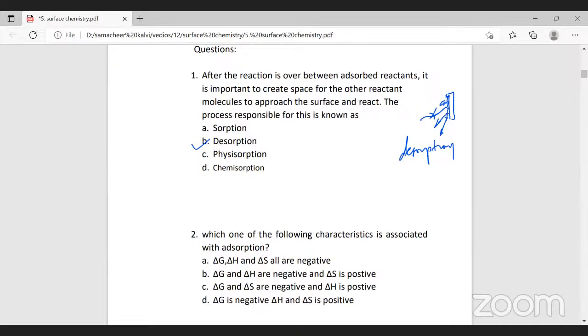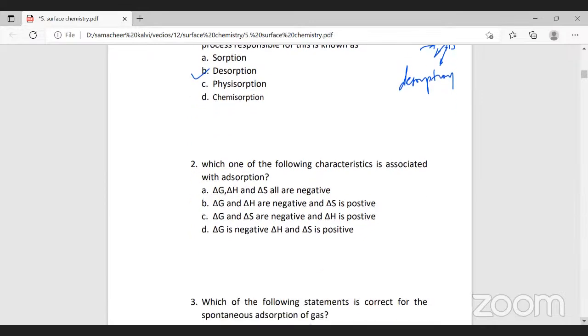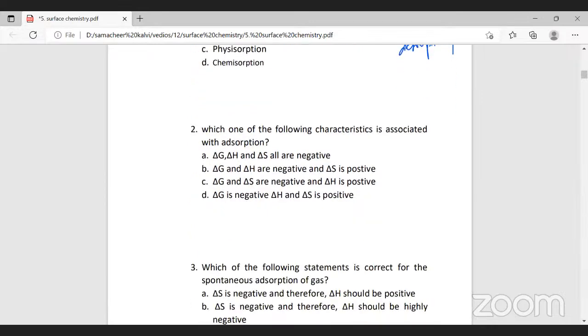Which of the following characteristics is associated with adsorption? Clearly, I explained that adsorption is a spontaneous process. Free energy is negative. And it's an exothermic process. Delta H is negative. And entropy also, I told you, decreases. The disorderness, the randomness decreases. So all the three are negative. Hence, the answer for this question is option A.